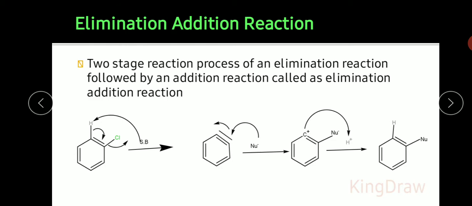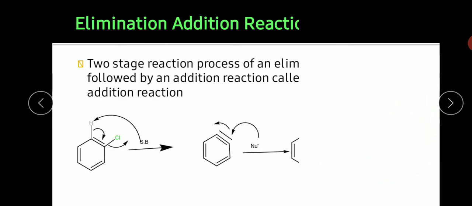In this reaction, a strong base is present, and this strong base abstracts this hydrogen atom, forming a benzyne-like product, and the chlorine leaves easily. It is a benzyne intermediate. Then the nucleophile attacks this double bond and a positive charge is formed here. Then this positive charge on the carbon atom abstracts this hydrogen atom. See the product of the elimination-addition reaction.